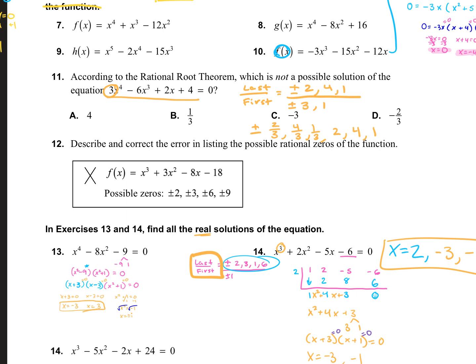So just find which one on the list is not a possible option. Yeah, which is not a possible solution. Which one? -3. -3 is not on our possible solutions here. So, yes.